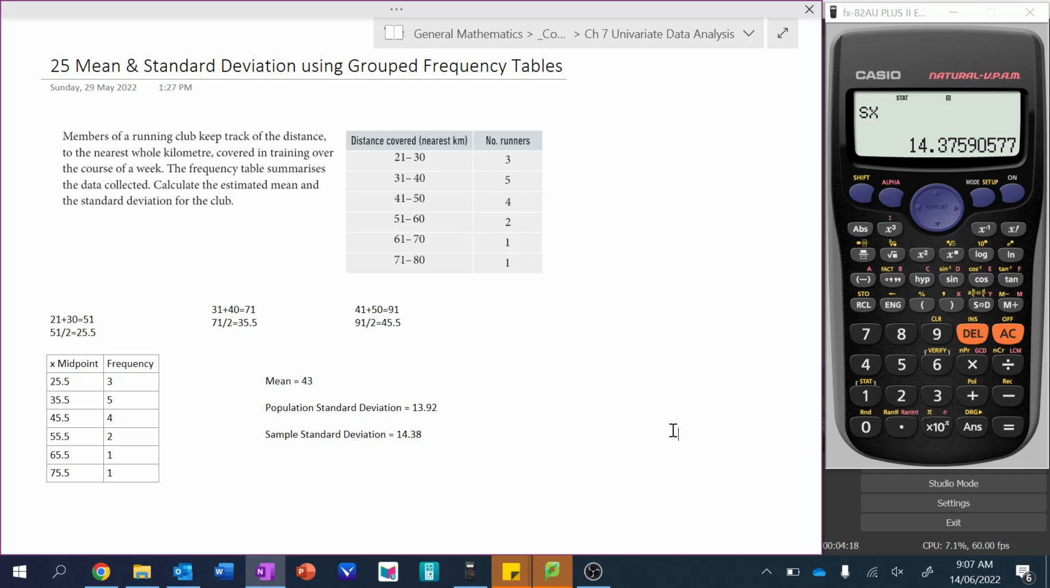Alrighty, and so that's how we can quickly go through and use our calculator. The big part is that whenever you're given ranges, you are going to have to find the midpoint of those ranges to then calculate it. And you just do it by adding the two numbers together and then dividing by 2.